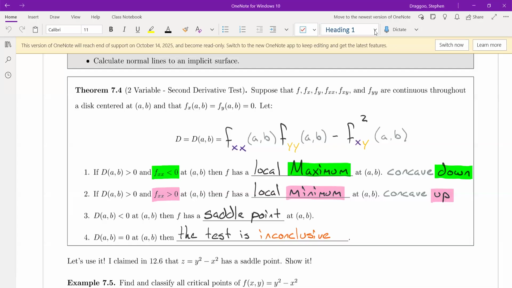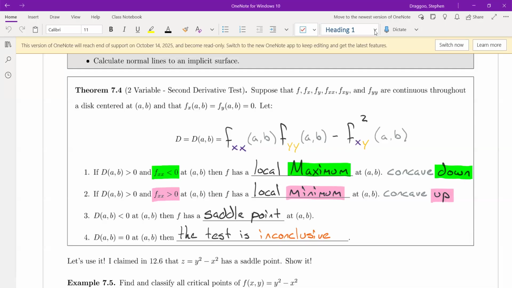And just to bring some ideas back from Calc 1 before I get into the nuts and bolts of how this thing works, I want to be using the same ideas from the Calc 1 second derivative test. I want to say that I have a local maximum if my shape is concave down. And I want to say I have a local minimum if my shape is concave up. So those two ideas are going to stay the same.